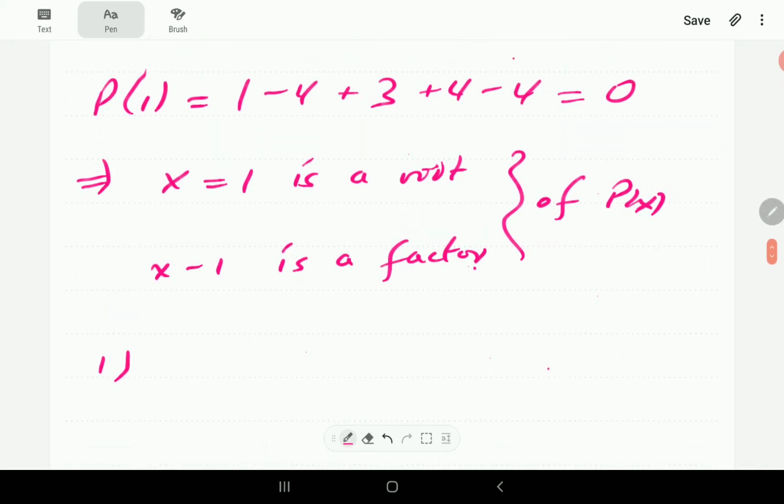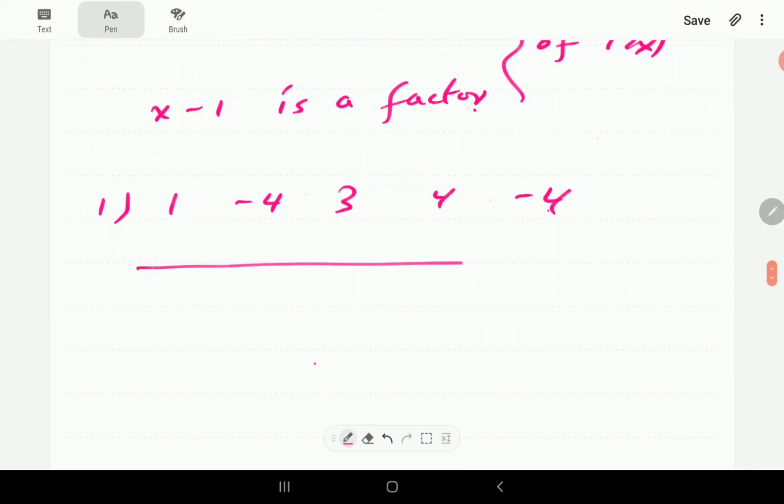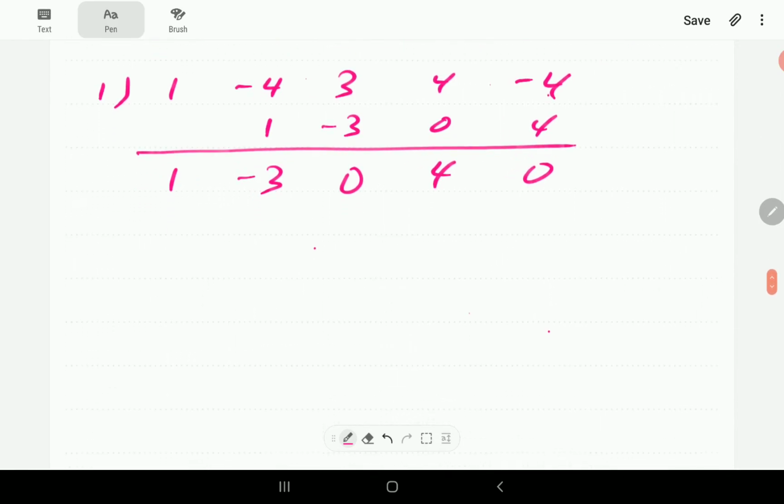Then in synthetic division here, we just put the coefficients of the polynomial we're dividing, then drop 1 here and multiply by this, which gives us 1, and then adding gives us -3, multiply by 1, and so the process is going to go on like that. And then of course the final number is 0 as we expected.